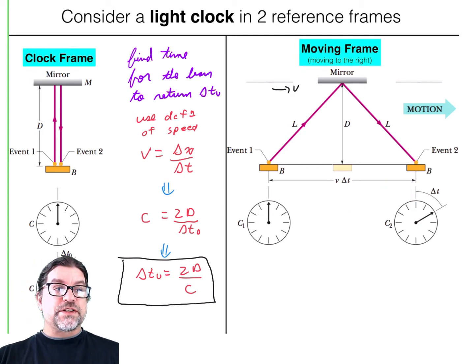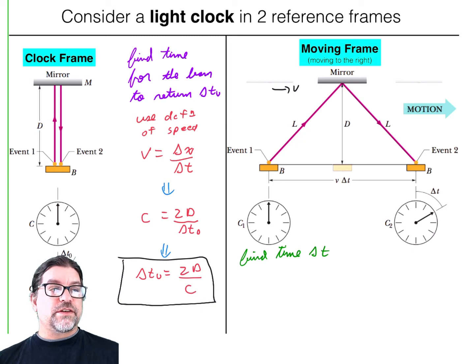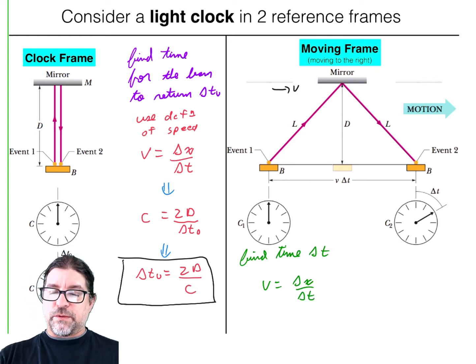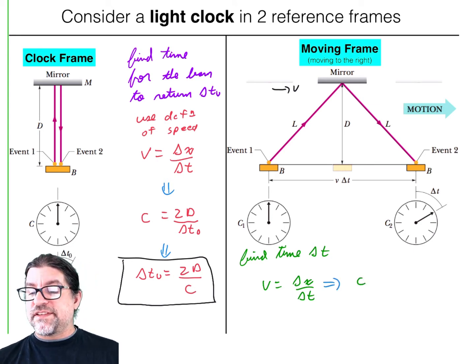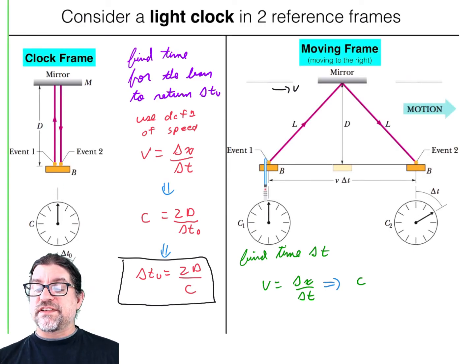So we want to find the time, in this case delta t. If I start again with v equals delta x over delta t, and I want to replace everything here. So v is still, the light is traveling at speed c again. In this reference frame, the light's traveling at speed c. And because of Einstein's postulate, it's also traveling at speed c in this direction.